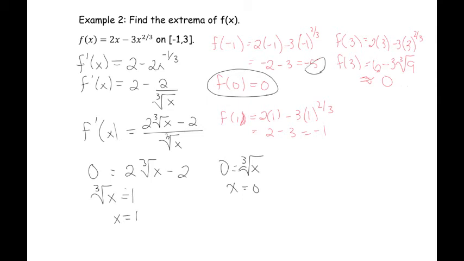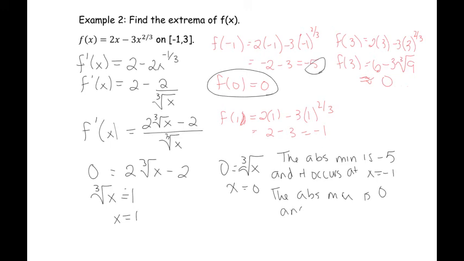So I would write that the absolute min is negative 5, and it occurs at x equals negative 1. The absolute max is 0, and it occurs at x equals 0.